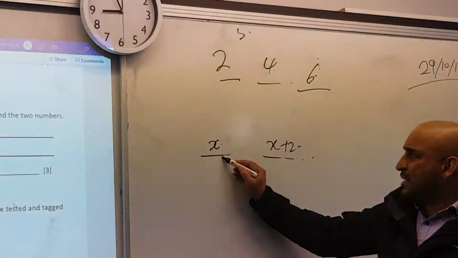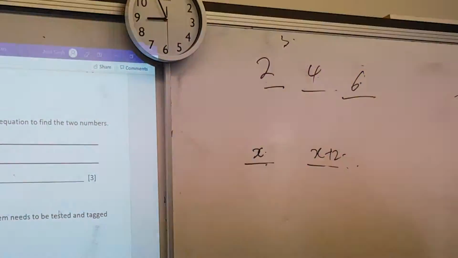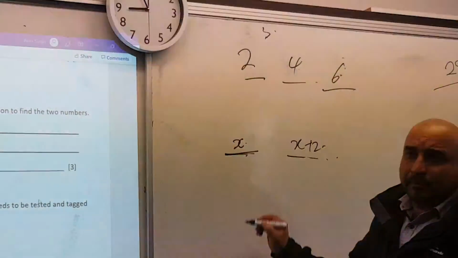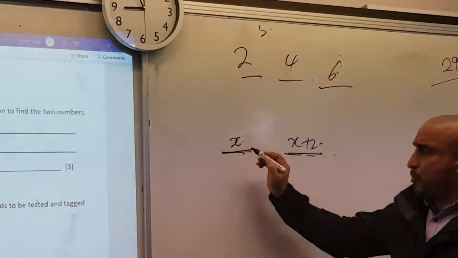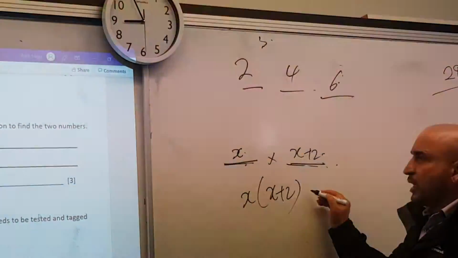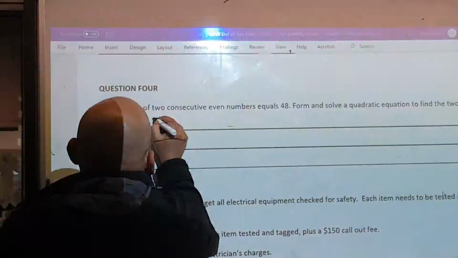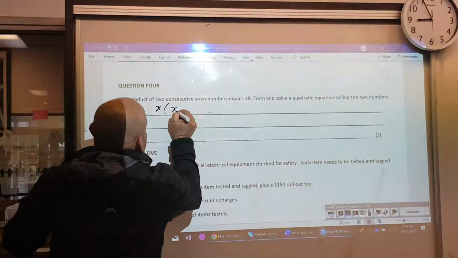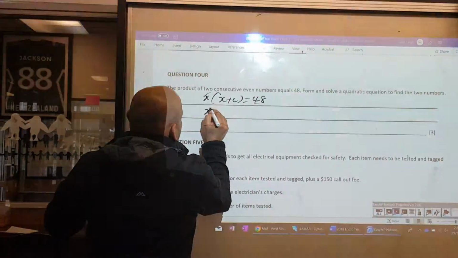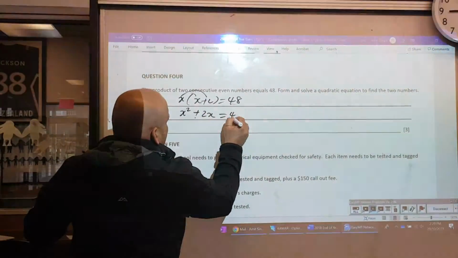The other consecutive even number will be 6. So you say the product of two consecutive even numbers equals 48. So x, this is one number, this is the second one. Product means times. So x times x plus 2 gives you 48. X times x is x squared. X times 2 is 2x. So plus 2x equals 48.